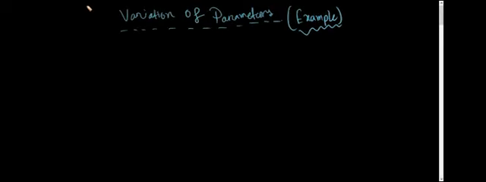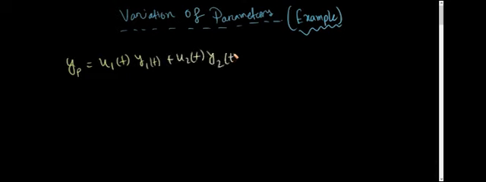So in the past lecture we saw the theory behind the variation of parameters, and if you recall, our particular solution was written in terms of u1 of t, y1 of t, u2 of t, y2 of t, where y1 and y2 will come from the homogeneous part, and u1 and u2 were given by the following formulas.